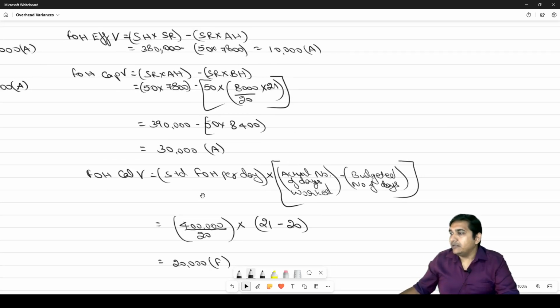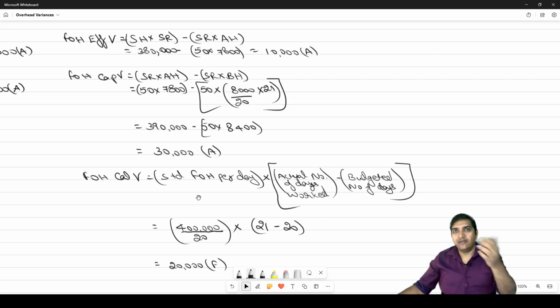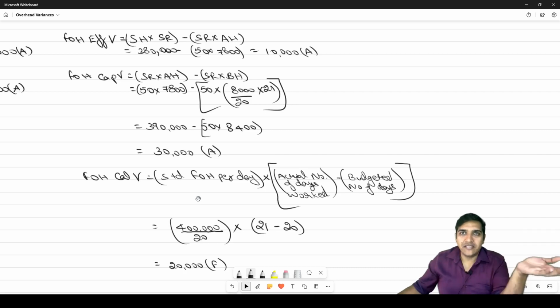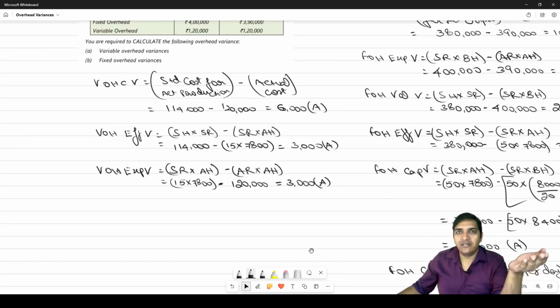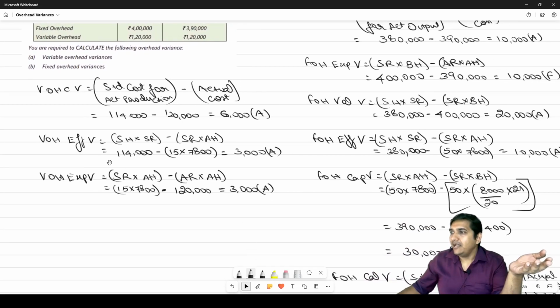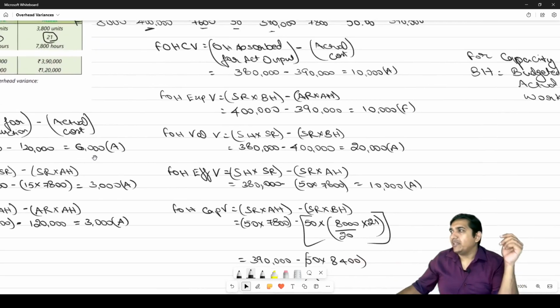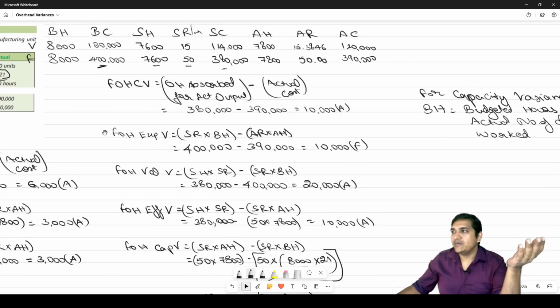Now you can also perform a check. We have computed all our variances which are required, both fixed and variable. Let's first start with variable overheads. If you add efficiency and expenditure variance, you should get your cost variance. Do we get that? 3,000 adverse plus 3,000 adverse, we get 6,000 adverse. So that is correct.